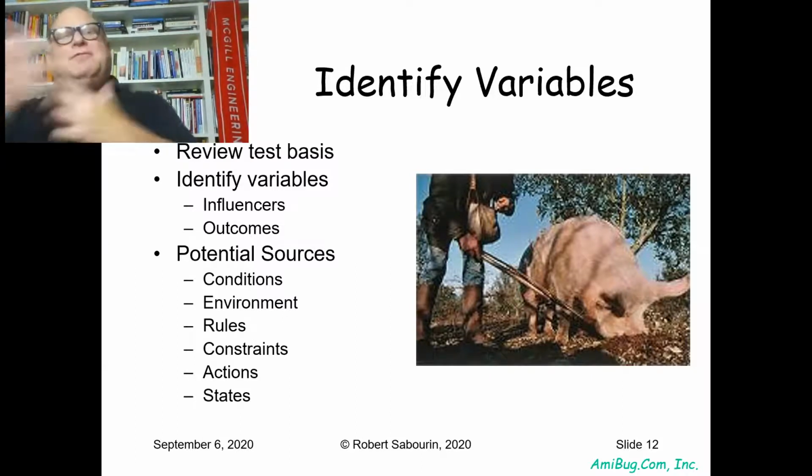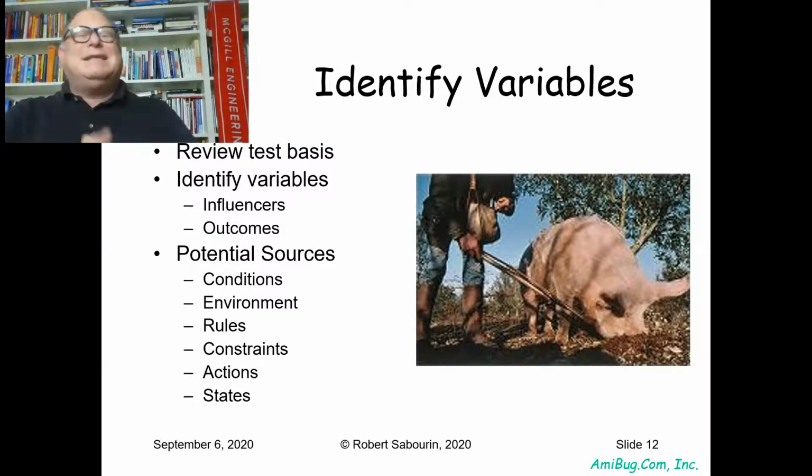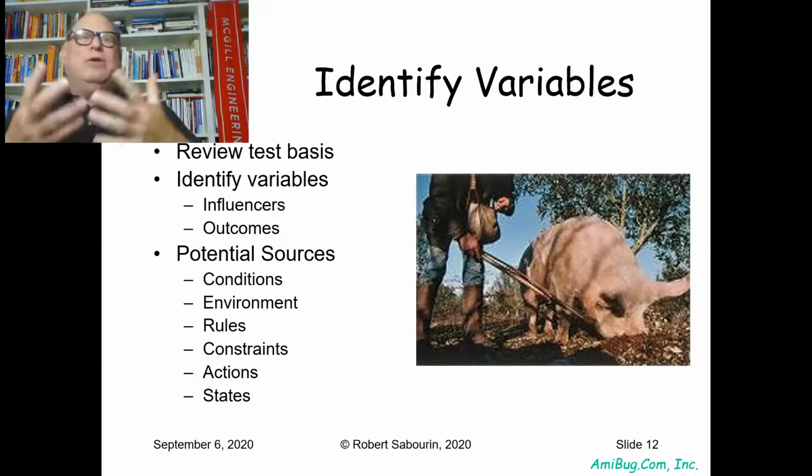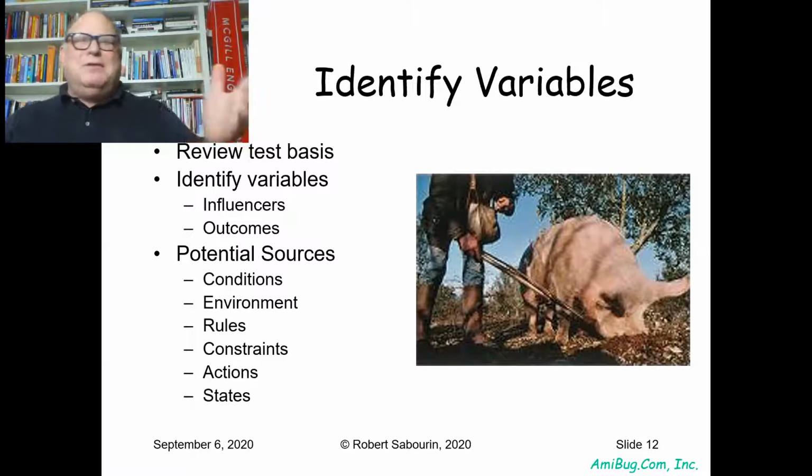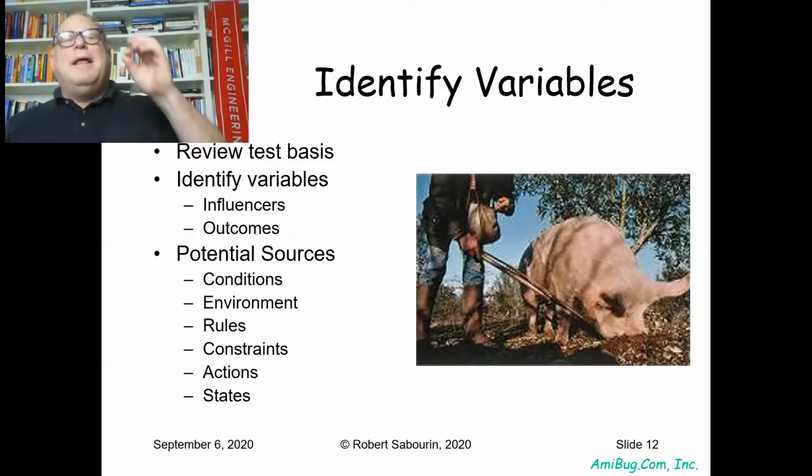So the source of information for variables, we call our test basis. Whatever it is, the test basis must exist, but what it is varies dramatically from project to project, even from test objective to test objective. I would say it's pretty common to start with something like a requirement document or the statement of a user story. So we review the statement of the user story, we review the statement of the requirement, we review whatever information we have, and we try to identify variables in it.